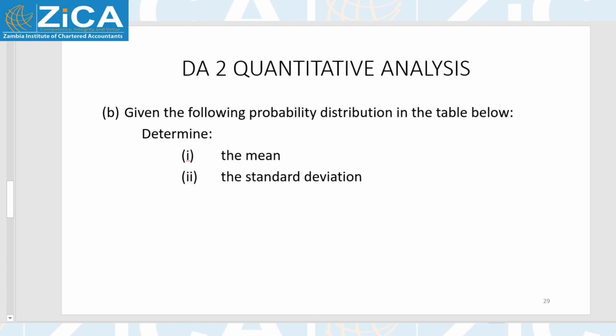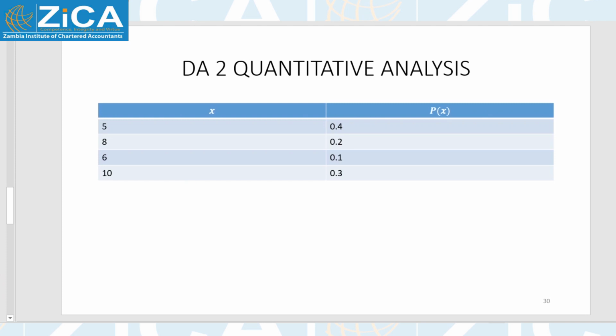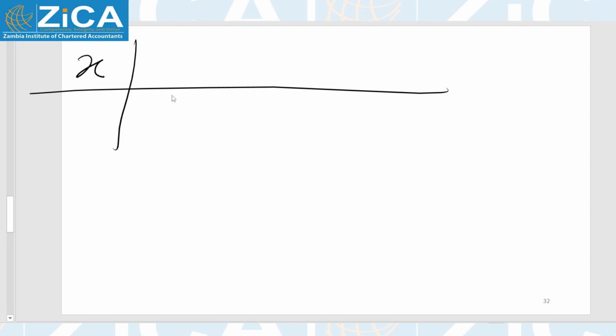In B, given the following probability distribution in the table, determine the mean and standard deviation. You have this table given. Your X value is given. We are given X, and we are given the probability of X.